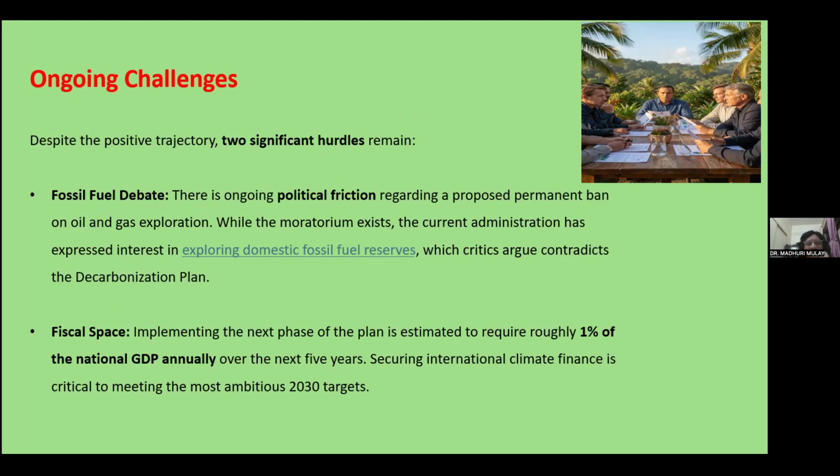Fiscal space. Implementing the next phase of the plan is estimated to require roughly 1% of the national GDP annually over the next 5 years. Securing international climate finance is critical to meeting the most ambitious 2030 targets.